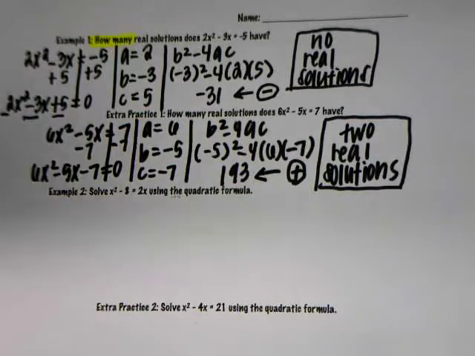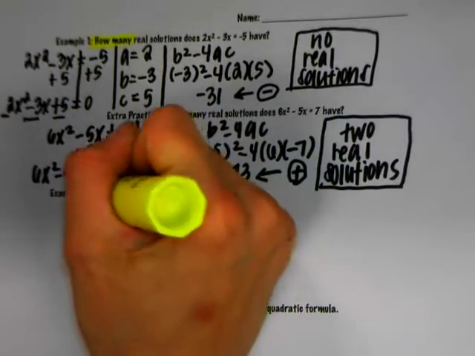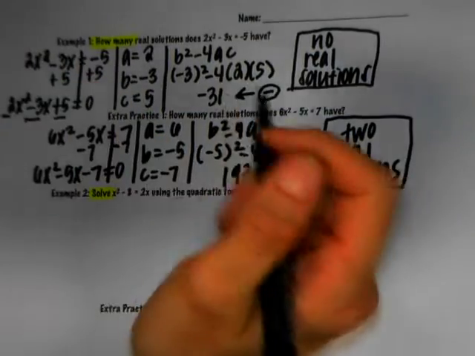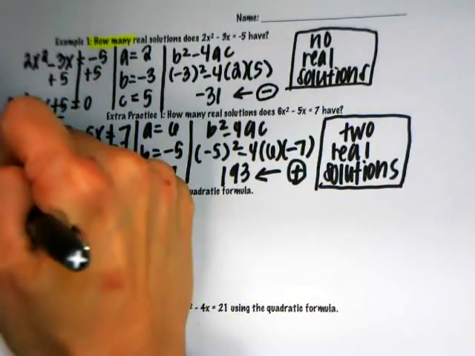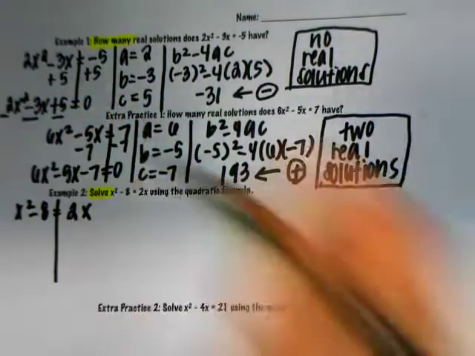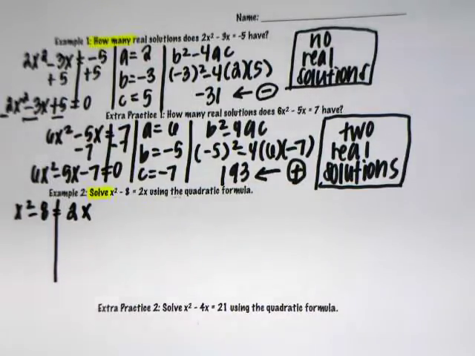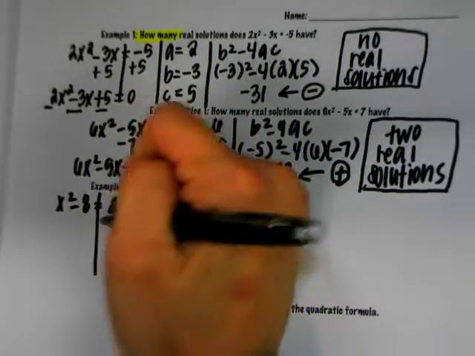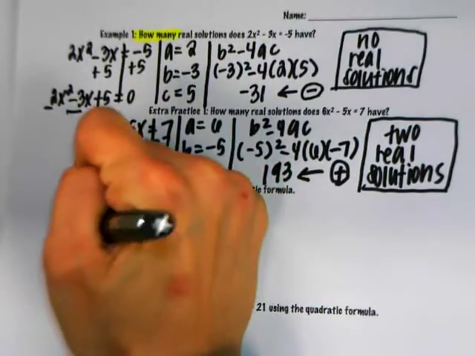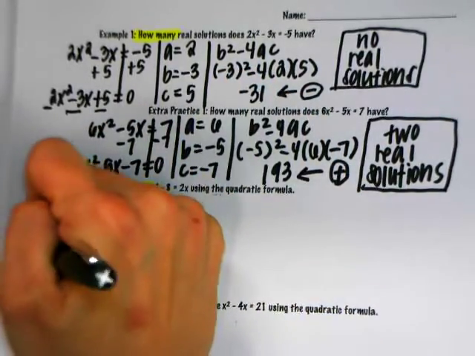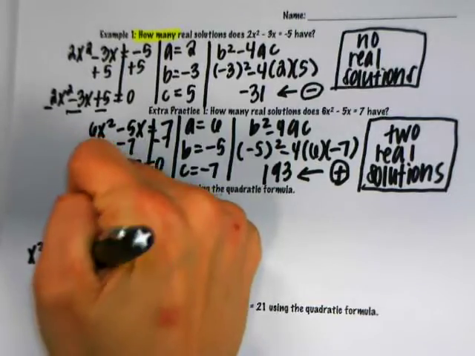All right, so the next ones tell you to solve. If you're trying to solve, actually figure out what the solutions are, that's when you use the whole thing, okay? So first, make it equal 0 still. What am I going to do to make it equal 0? Yep, subtract 2x, and make sure you're putting it in the right order, so where's the 2x going to go? In between, yep. So x squared minus 2x minus 8 equals 0.